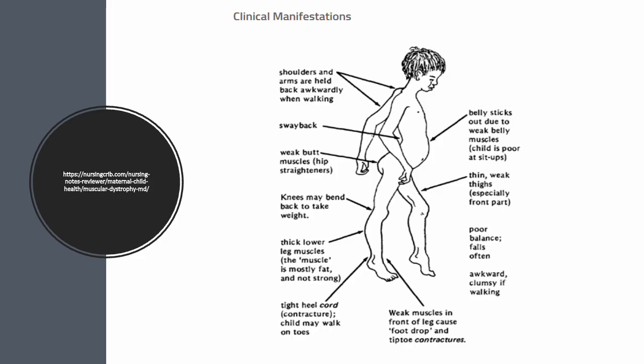So found this. This kind of helps things. So when you look at this, the clinical manifestation, this is of the older child with a milder form. The shoulders and arms are held backwards. See how they have that kind of S curve going on? Their belly sticks out because they don't have any muscles to hold it in. Their legs are thin. The muscles that are in your arms and legs never really develop strength because of the wasting. They can get some contractures in their hands and feet.